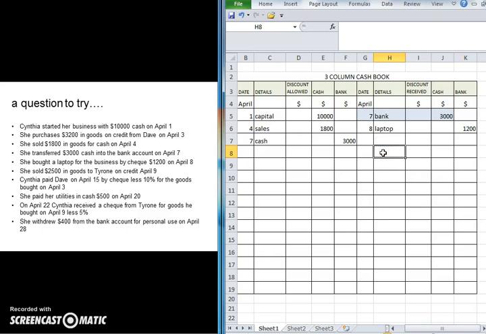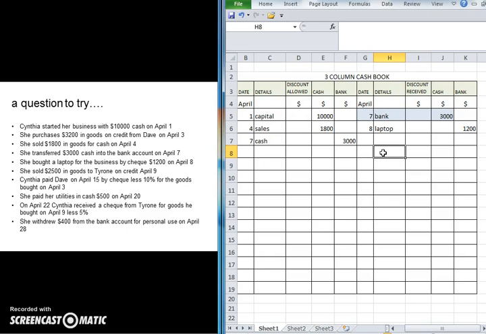On April 9th, she sold $2,500 in goods to Tyrone on credit. Again, it says on credit, and credit transactions are not recorded in the cash book. So I can move to the next one, where it says Cynthia paid Dave on the 15th of April by check less 10% for the goods that she bought on the 3rd.